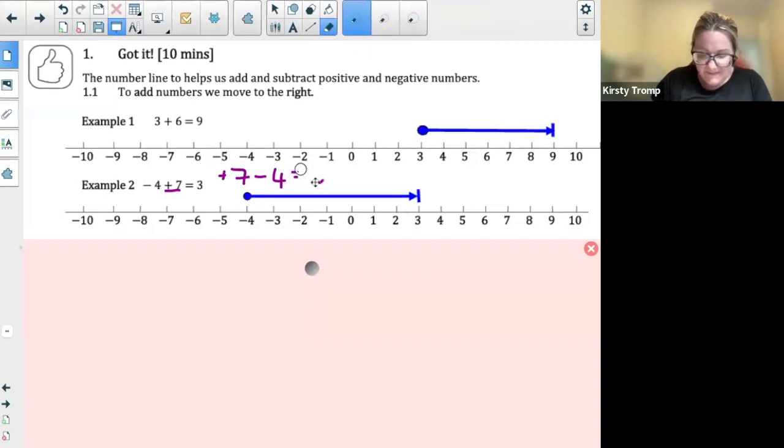So ma'am, at school we started doing multiplying and dividing. We're going to do some tonight. My teacher told us that a negative times a negative is a positive, a positive times a positive is a positive, and a negative times a positive is a negative. That's correct.